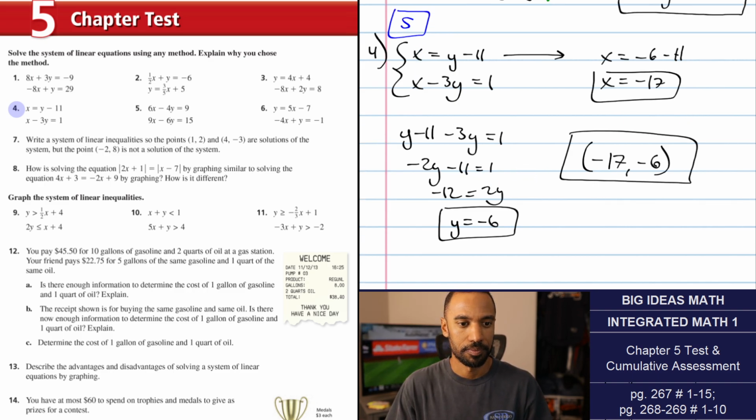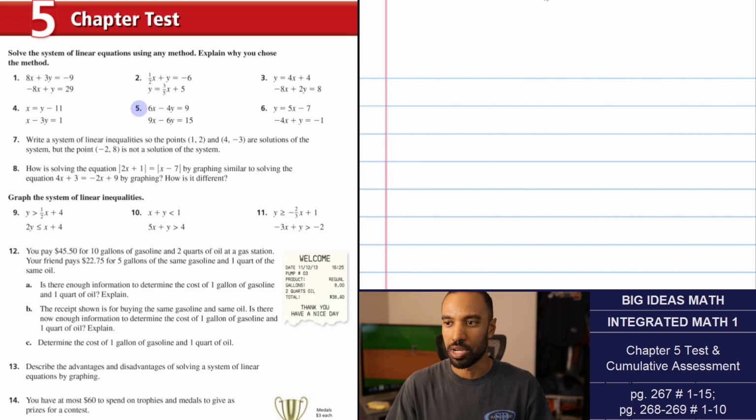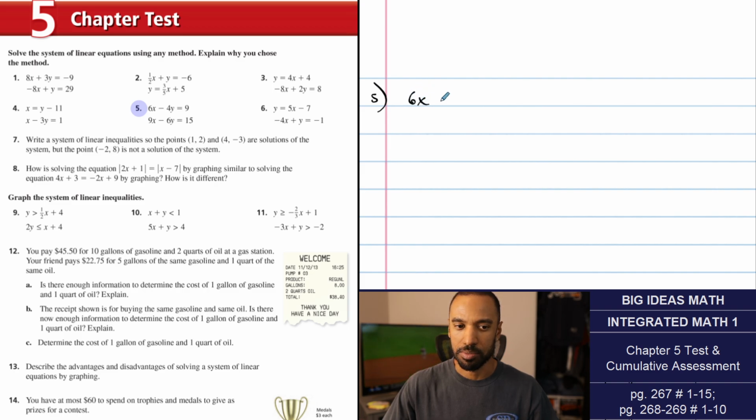That was substitution. Number 5 looks like it's lending itself to the elimination method. I wouldn't want to use substitution in a case like this. No matter what variable I'd try to get by itself, it would always have fractions. And y-intercepts, if I wanted to solve by graphing, it would have fractions. Fractions for slopes are fine. Fractions for y-intercepts, a little less so.